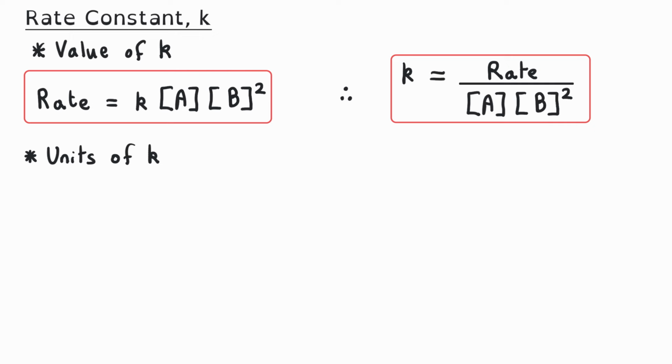To calculate the units for the rate constant, you need to use that same rearranged equation and then instead of substituting numbers in, substitute in the units.